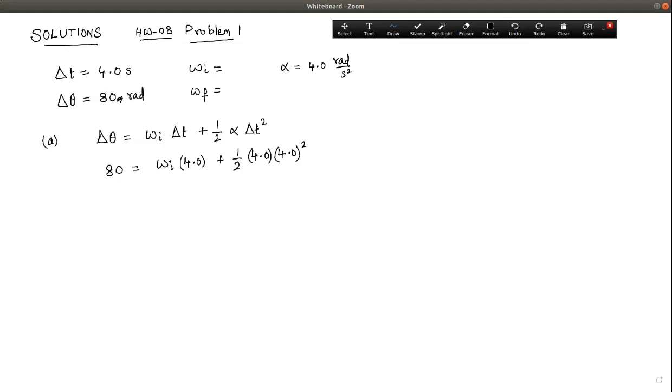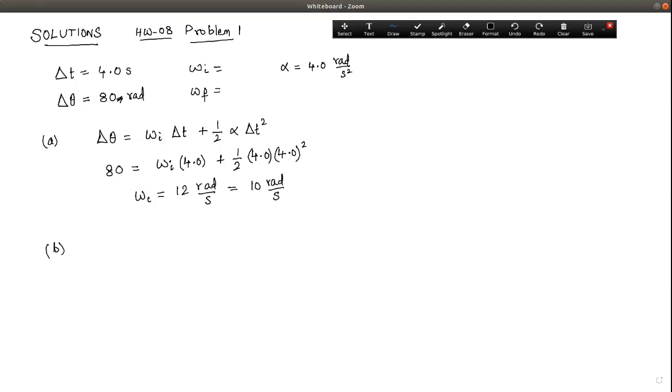This number here is 16 into 2, 32. 80 minus 32 is 48 divided by 4. That's 12 radians per second. So omega initial is 12 radians per second. Since 80 has only one significant figure, you can also say this is 10 radians per second.